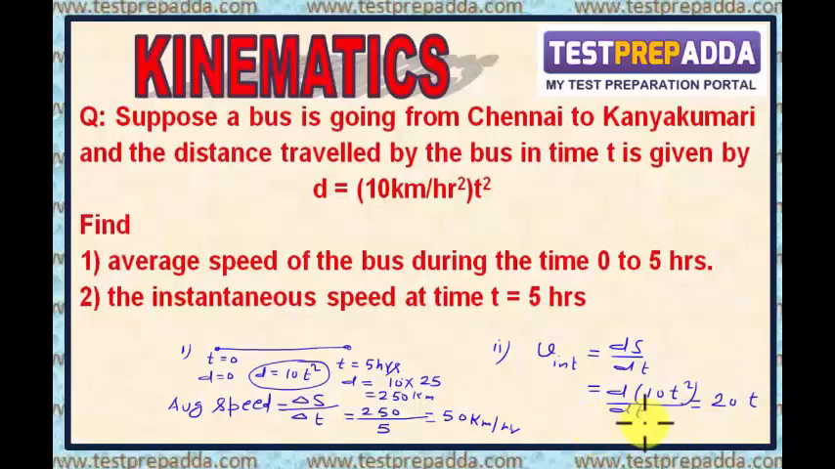Now if I put this t as 5, because we have to find instantaneous speed at time t = 5, the instantaneous speed comes as 20 into 5, and that is 100 kilometer per hour. That is the 100 kilometer per hour. This is the instantaneous speed at t = 5 hours. Now I'll take another question here.